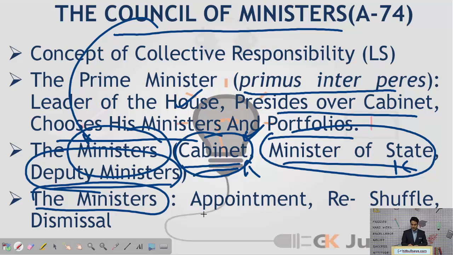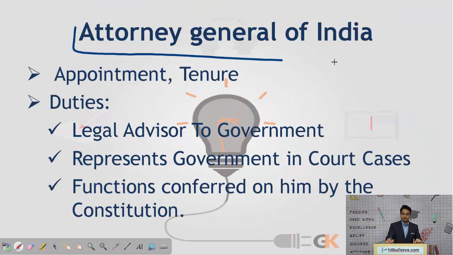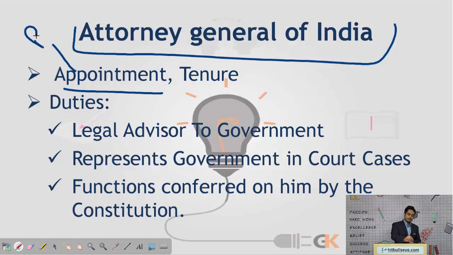The appointment, reshuffle and dismissal of these ministers is all done by the president, but on advice of the prime minister. And there is also the fourth part of our union executive, the attorney general. He is appointed by the president, but he is recommended by the government because he is essentially an advocate of the government. The tenure is linked with the government. As long as the government is in power, the attorney general remains the same, but he can of course resign anytime, and he is also not barred from private practice.